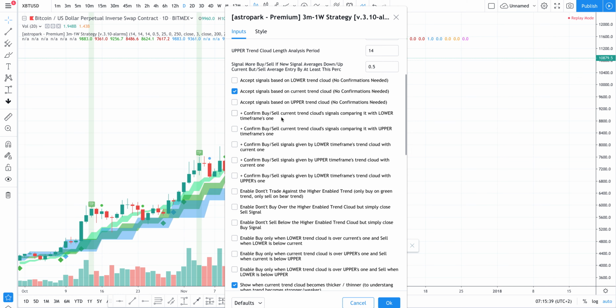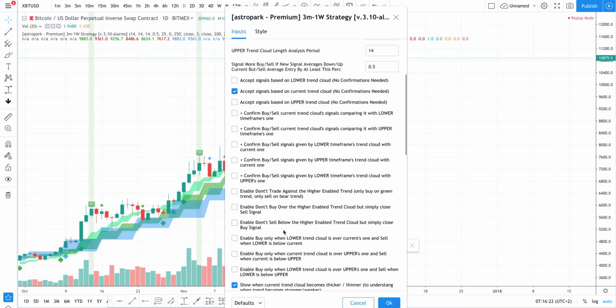You can confirm the buy and sell signals that you get from the current trend clouds by comparing with the lower time frame trend cloud or the upper one, or you can just compare the signals from lower to current, upper to current, and so on. But you can just enable them to have an idea. These are used for a more secure style of trading, but you may get in a situation where you don't trade because they will not trigger any signal. I just want to be clear about this.